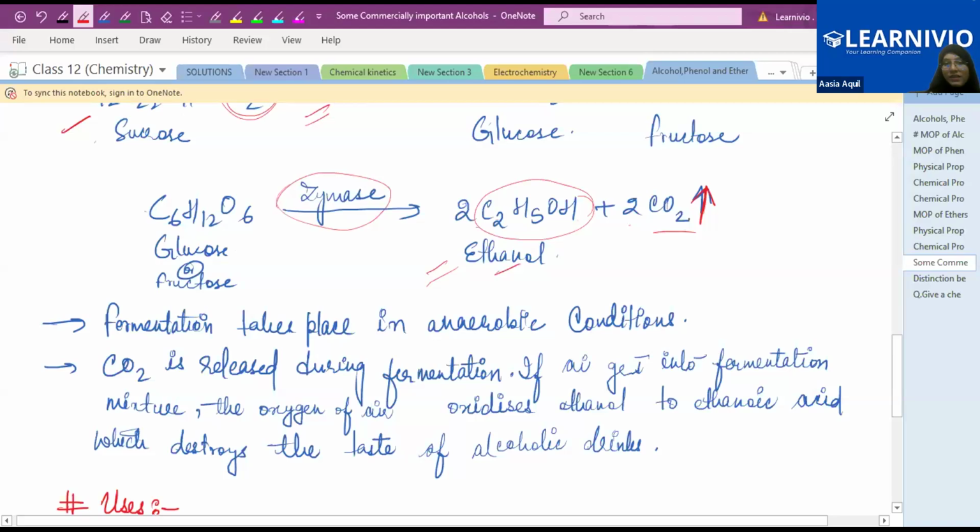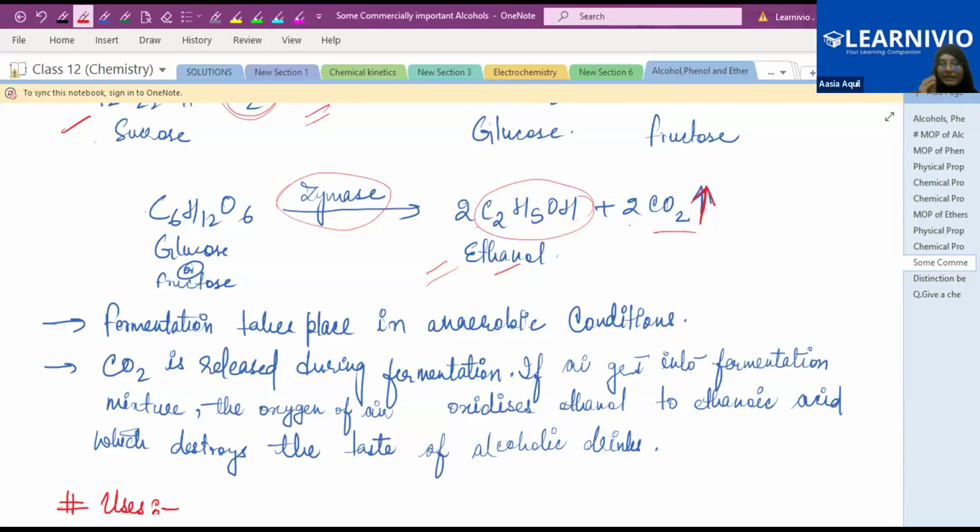And one more thing, this fermentation process takes place in anaerobic condition, which means in the absence of oxygen. Now the question is, if you do this fermentation process in aerobic condition, what are we supposed to do? Which product will be formed?